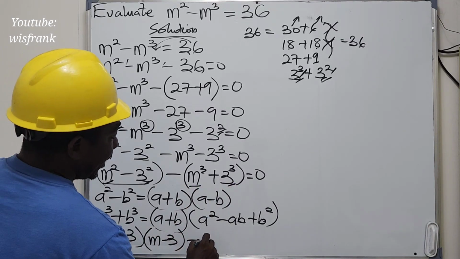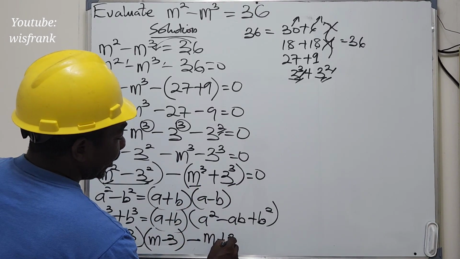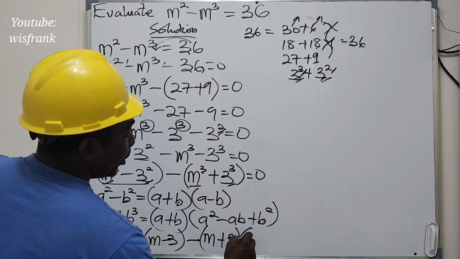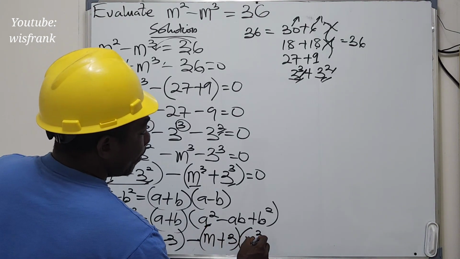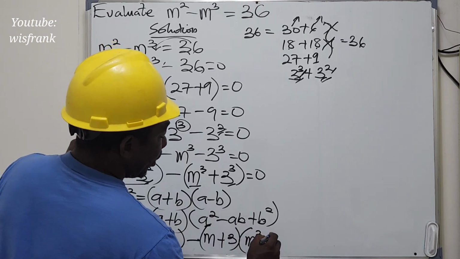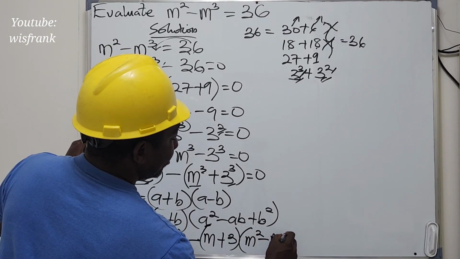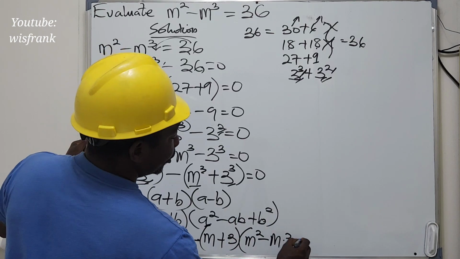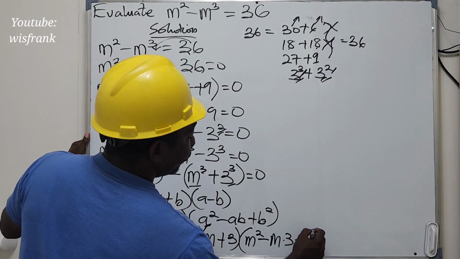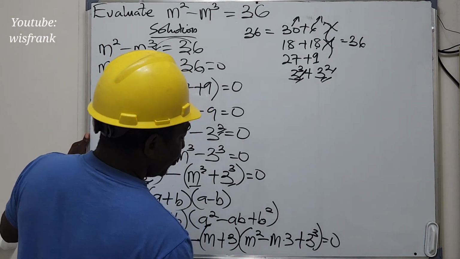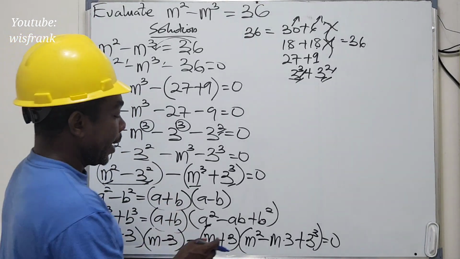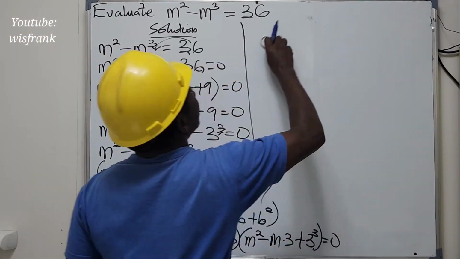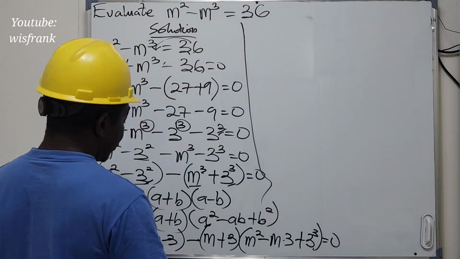So we have that as m plus 3, then into m to the power of 2, because this is a to the power of 2, minus ab, where we have m times 3, then we have plus 3 to the power of 3, all equals to 0. So this is what we have. We can transfer this to this side.